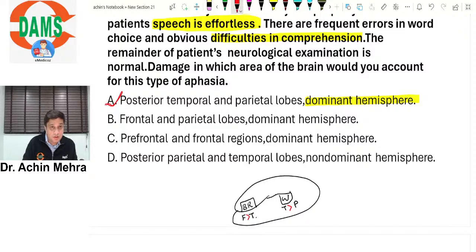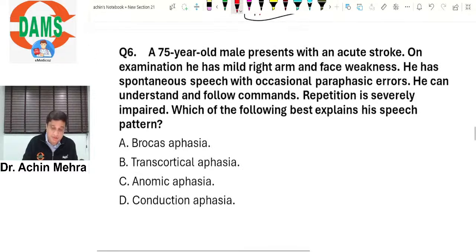Look at this option now. A is the best possible answer. If it is a case of Wernicke's area, the damage is to be in the posterior temporal and parietal lobe on the left or the dominant hemisphere. Easy, clear answer. Okay, let's read this question now.